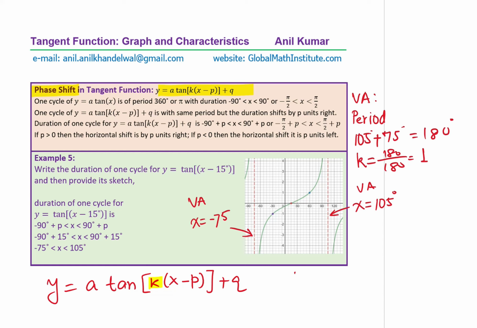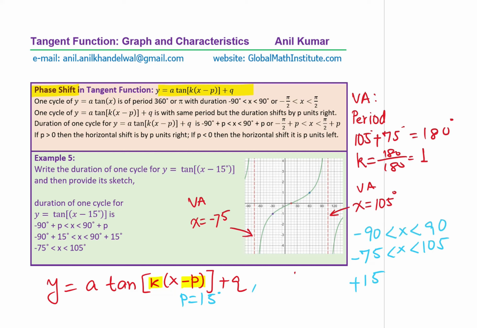Now we can find the phase shift also, since normally the graph will be from minus 90 to plus 90, and in this particular case it is from minus 75 to 105. Clearly we have a phase shift of 15 degrees, right? So the graph has shifted 15 degrees right, and that gives us the value for P as equal to 15, correct? P is 15 degrees.